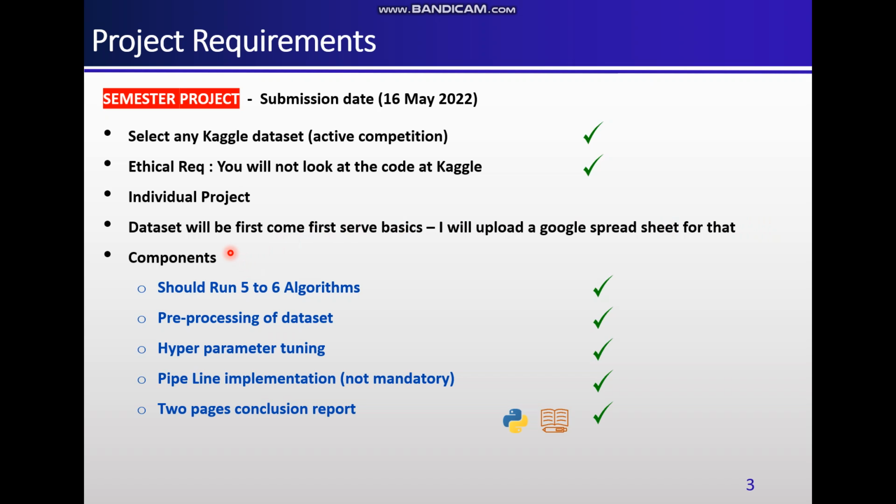So what were the components? The components were that we have to run 5 to 6 algorithms. Then we have to do pre-processing of the data set, hyperparameter tuning, pipeline implementation. It was not mandatory. Then in the last we had to do the 2 pages conclusion report. So I have tried with the best of my capacity to incorporate all these ingredients in my project.